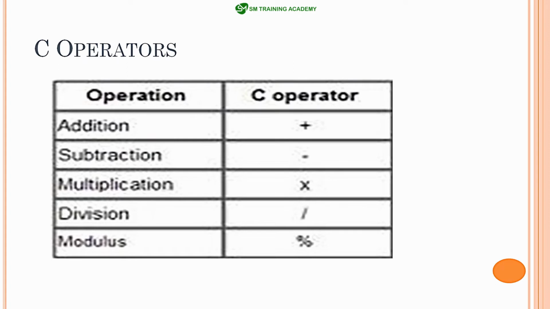So basically arithmetic operators are operators which are most widely useful for performing basic mathematical calculations in our program, that is addition, subtraction, multiplication, division and modulus. So these are the basic arithmetic operations that can be performed in a C program.